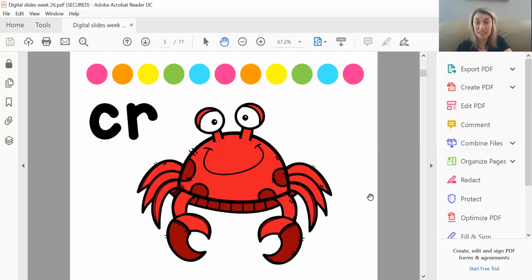All right, friends, I'm looking at my picture. This is a crab. Watch me as I stretch out the sounds in crab. Crab, C-R, cr, like crab, crayon, cr.